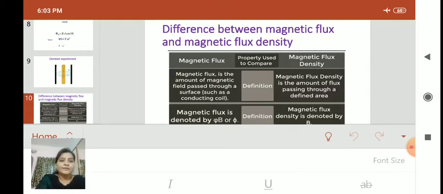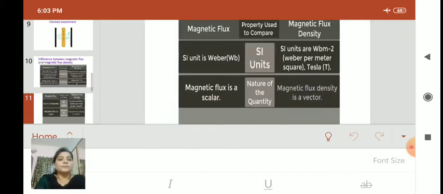So in that way, by means of definition, we can differentiate magnetic flux and magnetic flux density. Magnetic flux is denoted by phi B and magnetic flux density is denoted by B. So B is written as phi B by A. This you have to remember. And the second thing is the units. Magnetic flux, as we just discussed, is Weber or Tesla meter square, whereas the units of magnetic flux density are Weber per meter square or Tesla.